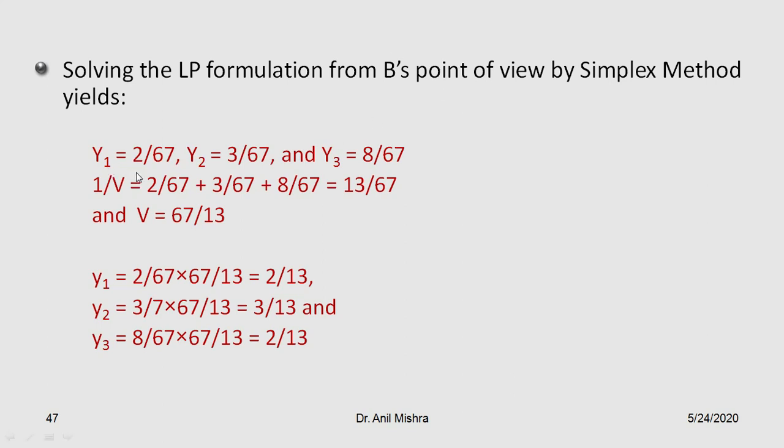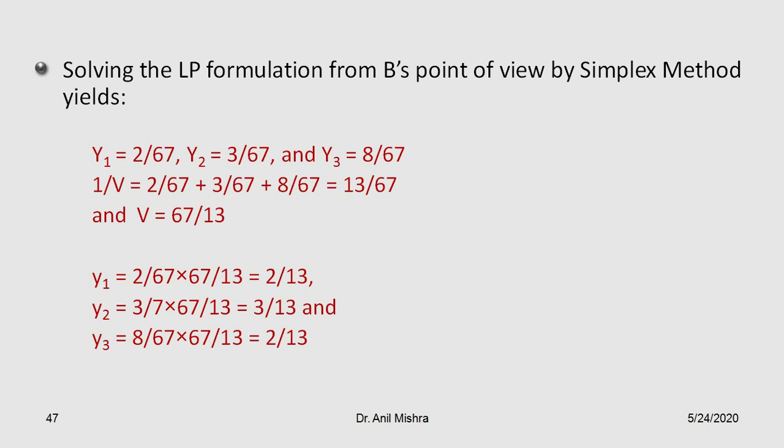From the last table, you will find the value of y1, y2, y3 to be this one. Then we know y1 plus y2 plus y3 turns out to be these things, right? And the value of the game is just the reverse of it. Similarly, if y1 equals this, then we can calculate by multiplying this with this one. What is the value of y1? It will be 2 upon 3. Just multiplying the value of the game with that particular term. Then we find the respective values of y1, y2 and y3.